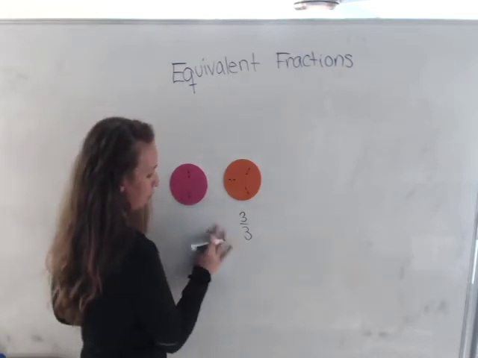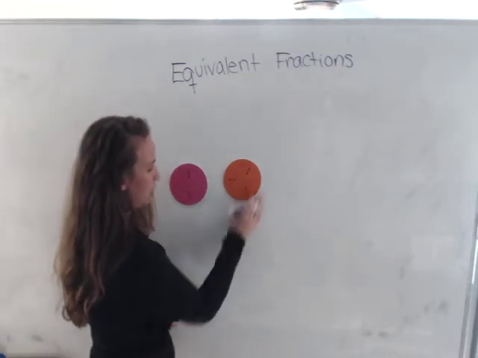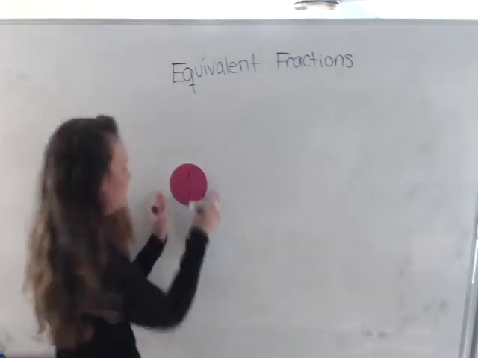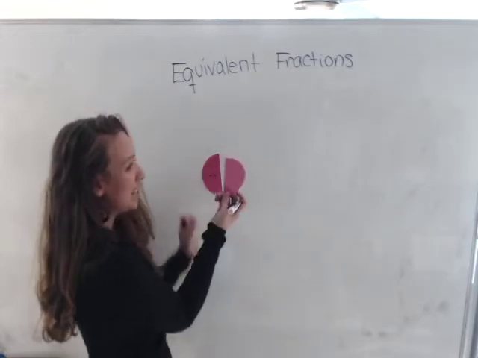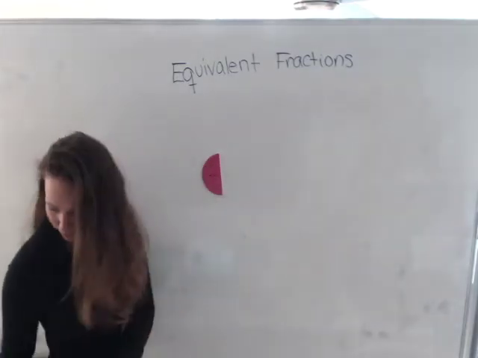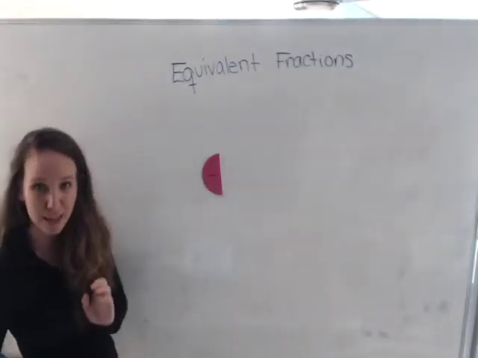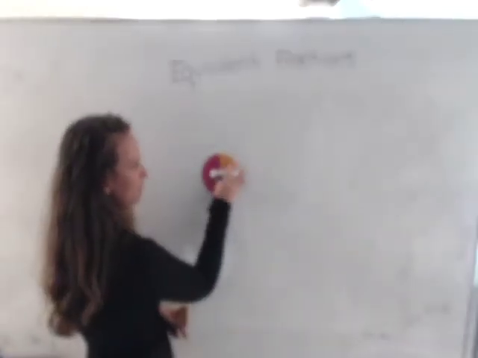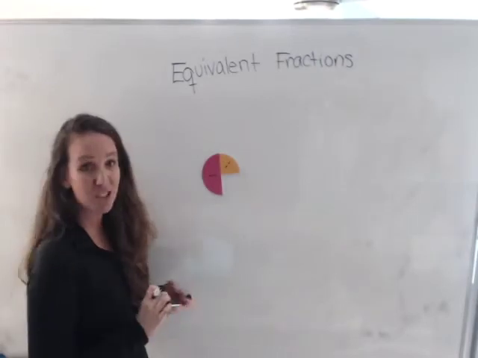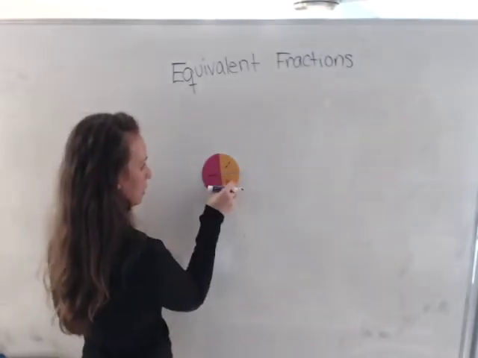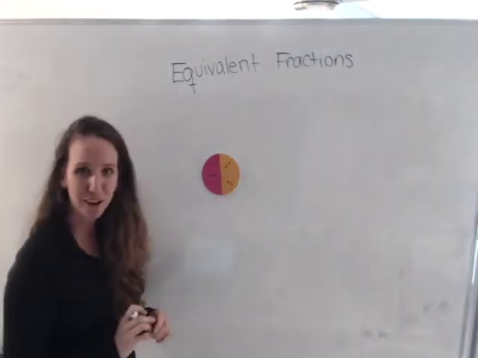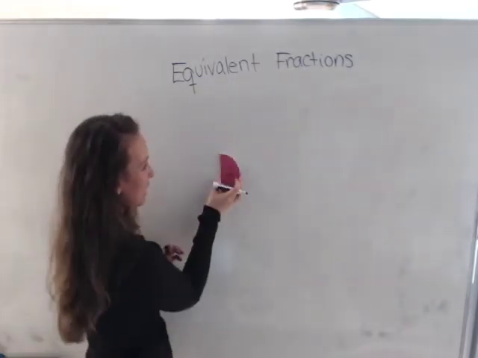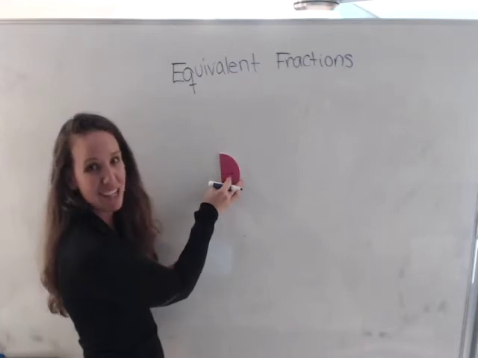But what if I just wanted to know, let's put away our 1/3 for a moment. And let's take a look at this. I can replace a half with something else that's the same. In fact, take a look at this. I can finish my circle by doing 2/4, because a half is the exact same thing as 2/4.